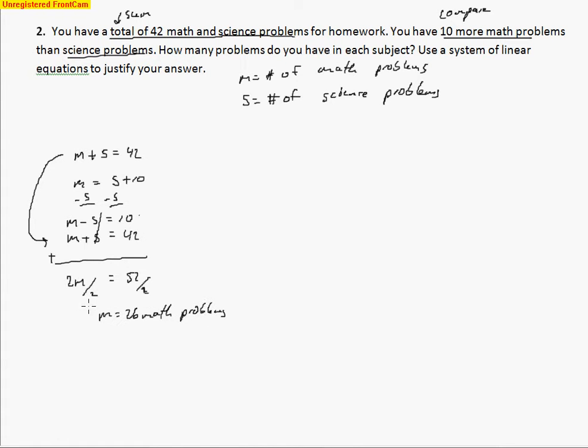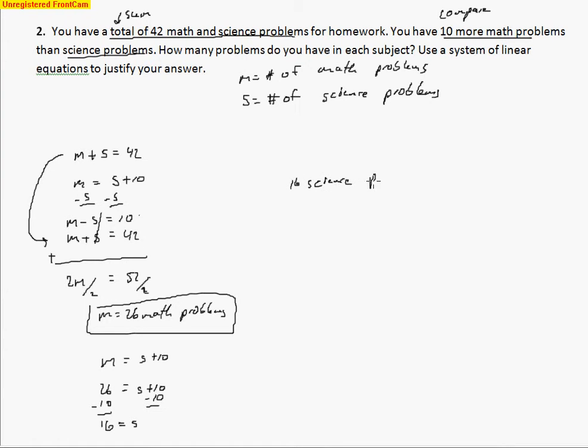And now we have to figure out how many science problems. So if I just substitute back into that equation that I had before, so I'm going to use m equals s plus 10. I can go ahead and put 26 in place of m, and then just subtract the 10 from both sides. That's going to give me how many science problems I have. So it looks like it's 16 science problems.